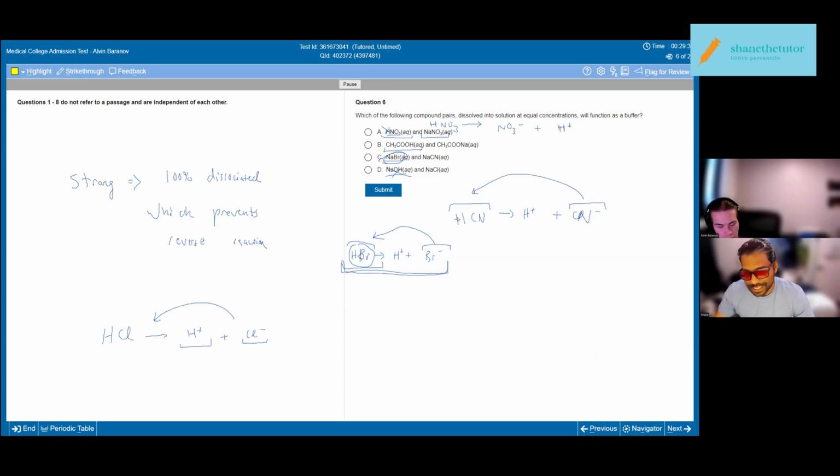So it'll break apart into H plus and NO3 minus. And this NO3 minus is the same as what NaNO3 gives, because NaNO3 would just dissociate into the NO3 minus. But it won't dissociate into anything with a plus that acts as an acid, because NaNO3 doesn't have an H plus.